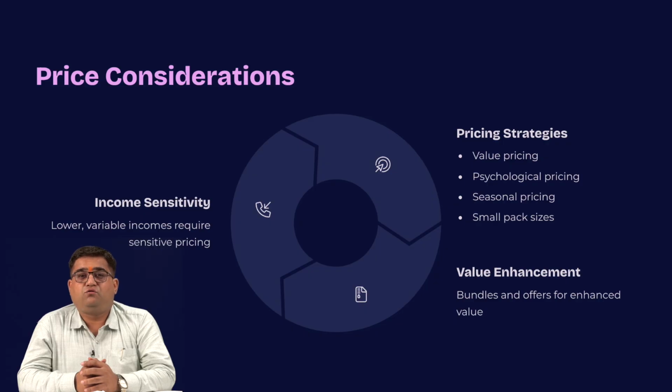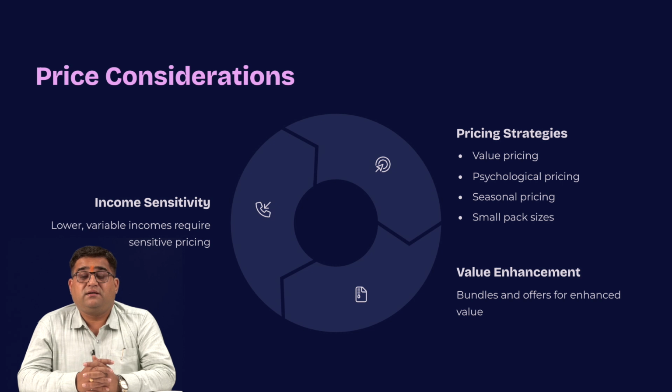Next is price. Pricing strategies in rural market must carefully account for generally lower and often variable income level. Companies frequently employ value pricing or introduce economy brand to make their product accessible. Tactics such as heterogeneous pricing, pricing the same product slightly lower in rural market as compared to the urban ones, can be used to gain market share. Psychological pricing like rupees 99 instead of rupees 100 can also be effective.